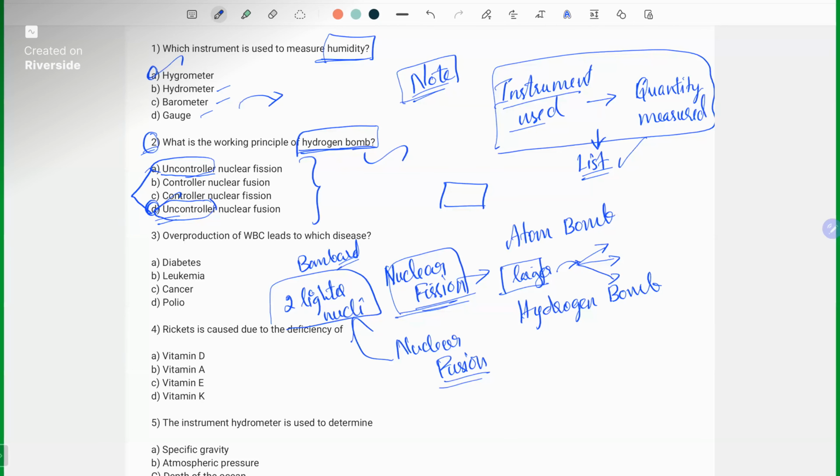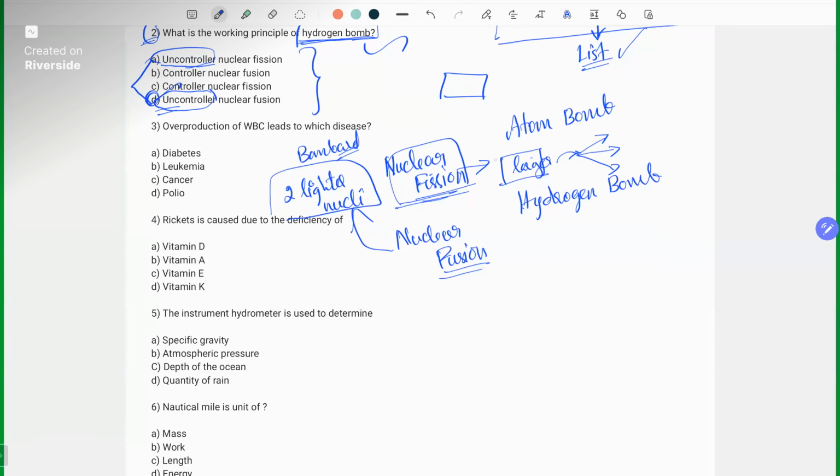Yeah, please ask. Do you have any doubt? See, when it is fission, a larger nuclei gets split into smaller nuclei. Okay, that is fission. And fusion is when two lighter nuclei bombard to become one larger one. That is fusion. That is the basic difference. And both involve release of a lot of energy.